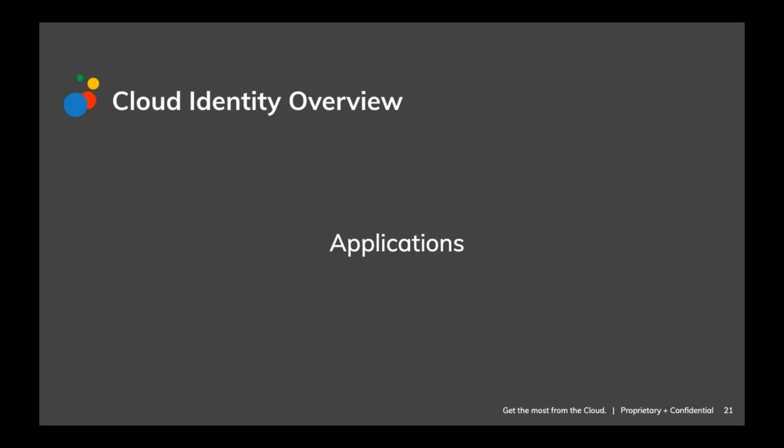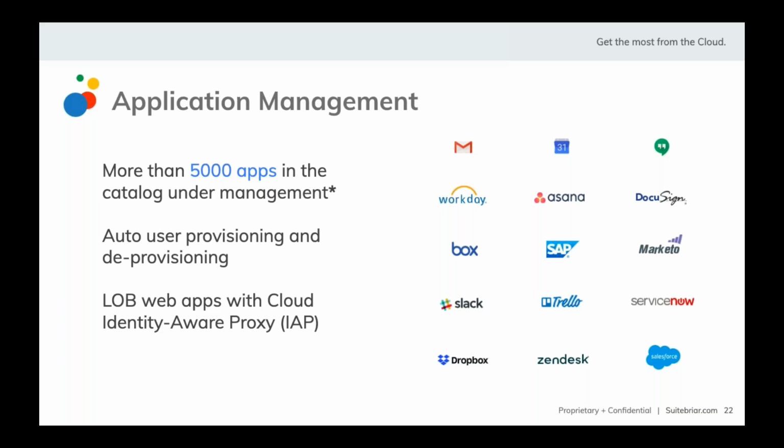But again, this is not limited to only G Suite users. You can have Cloud Identity for people that don't have G Suite accounts and need access to other third-party applications that are plugged into Cloud Identity. So from an application perspective, there's more than 5,000 apps available under catalog management. That's basically all the applications that support auto user provisioning and deprovisioning, and also are pre-configured, meaning there are very few steps to take to actually plug them into Cloud Identity.